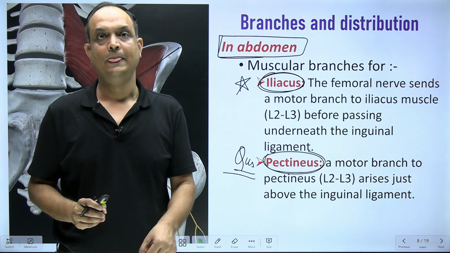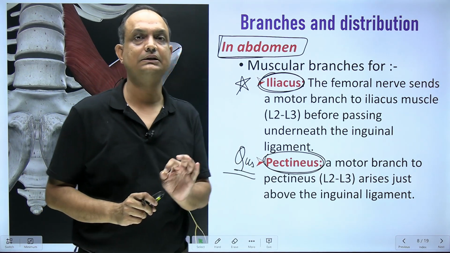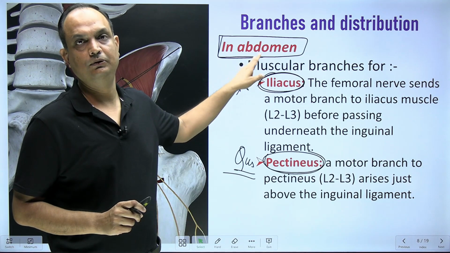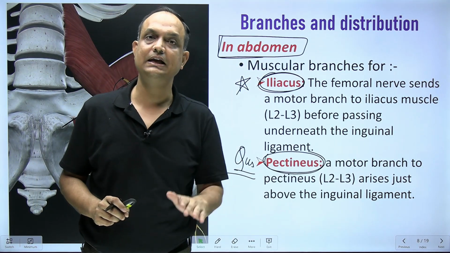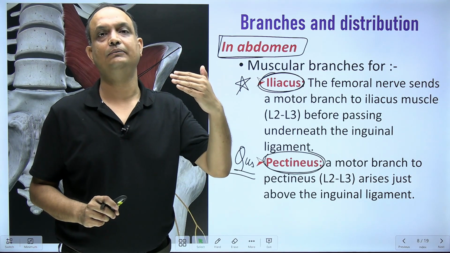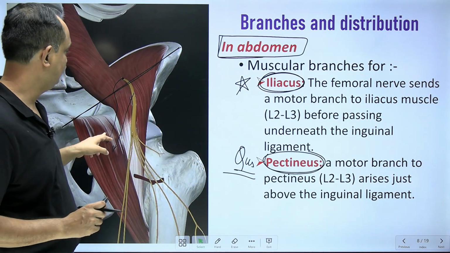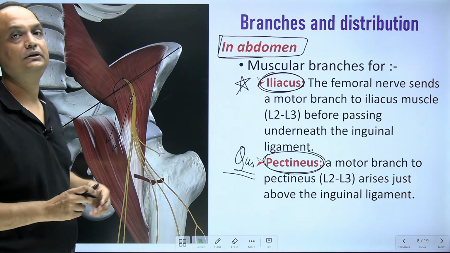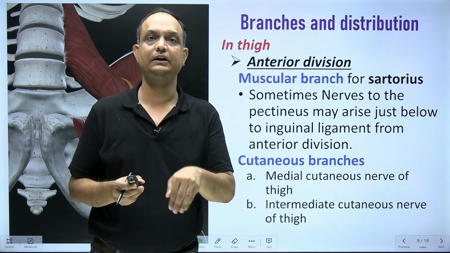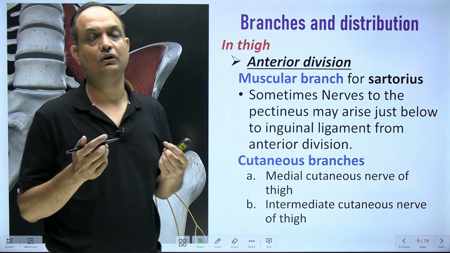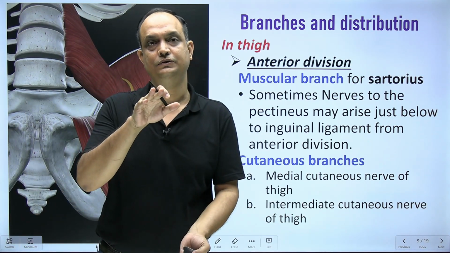variable origin, but the nerve to iliacus always arises in the abdomen, and most of the time the nerve to pectineus also arises just above the inguinal ligament, but for supplying the pectineus it has to come in the front of thigh. Clear? So once the nerve enters the front of thigh, I already told you, it divides into the anterior and posterior division.